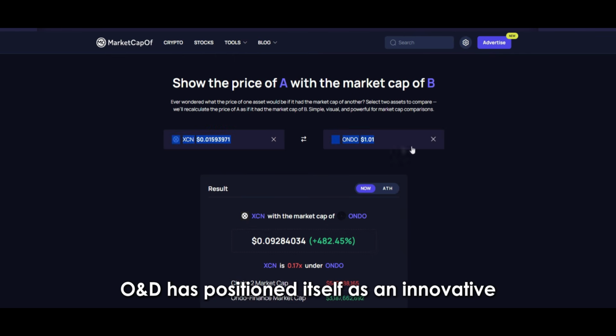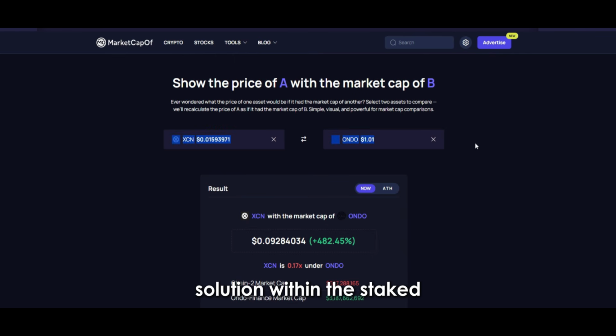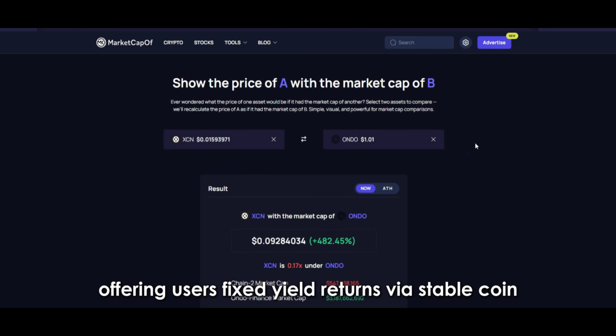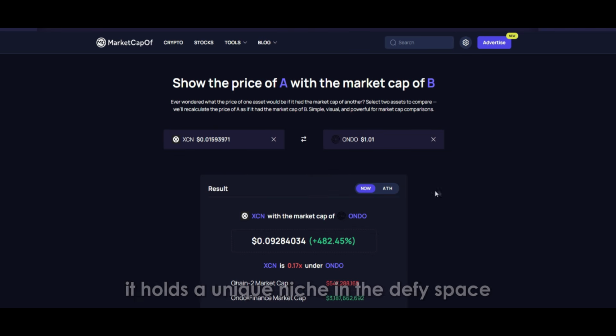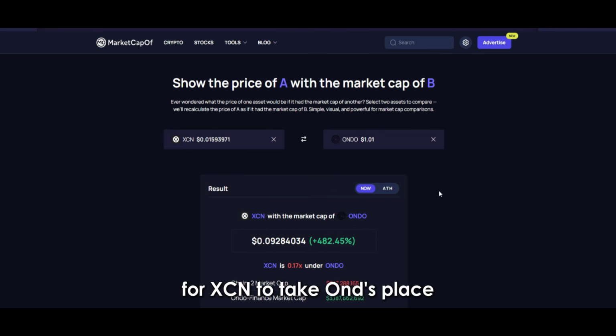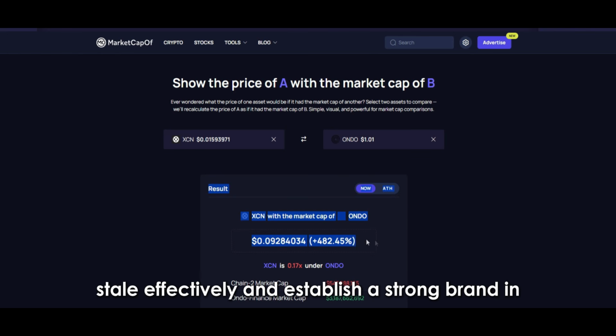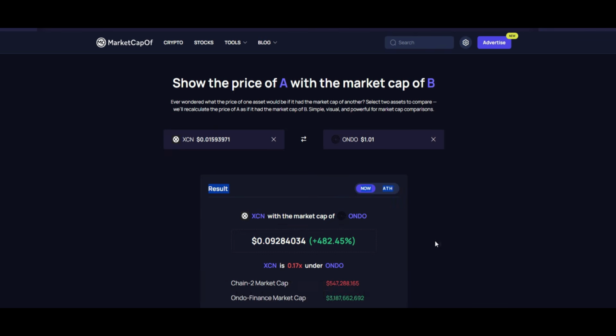OND has positioned itself as an innovative solution within the staked ETH ecosystem, offering users fixed yield returns via stablecoin or crypto collateral. It holds a unique niche in the DeFi space. For XCN to take OND's place, it must not only replicate similar technical functionality, but also expand its user base, earn trust, scale effectively, and establish a strong brand in DeFi.